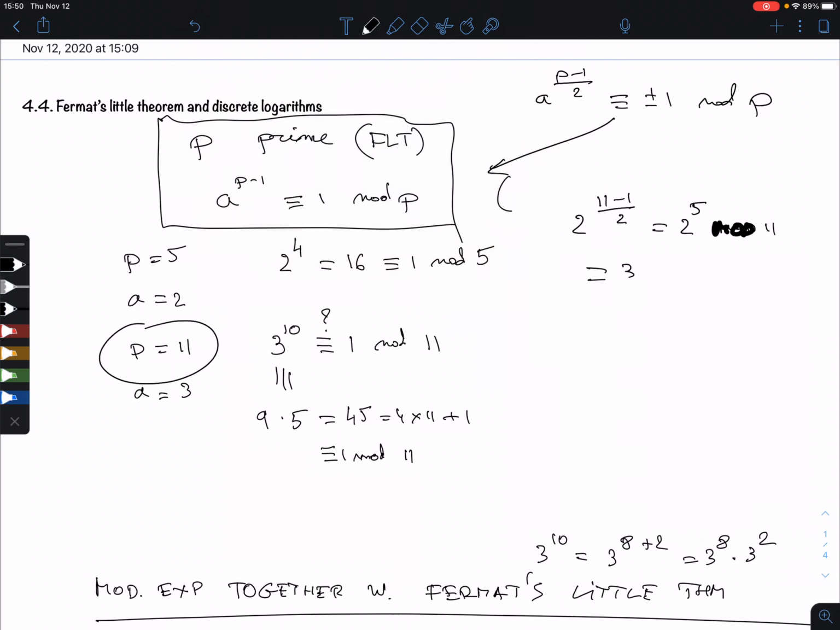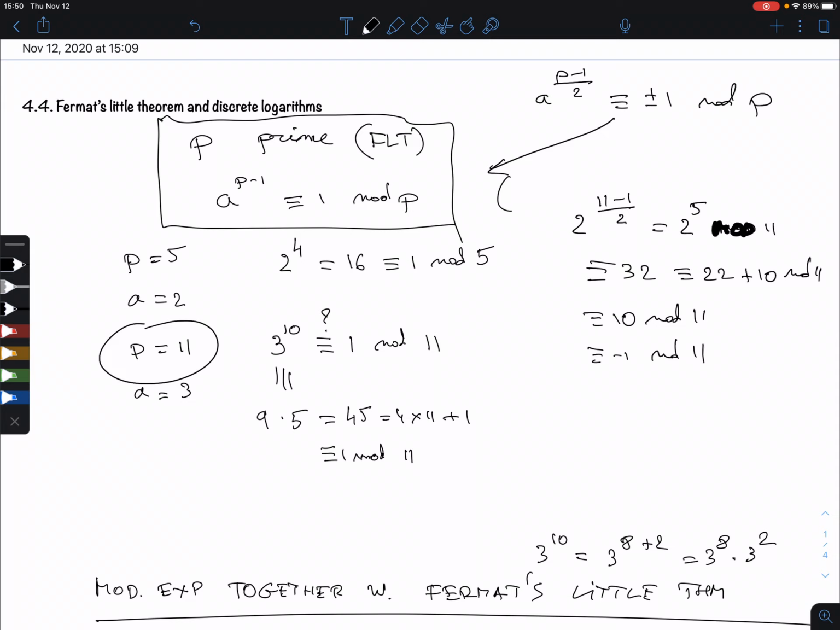That is 32, which is equivalent to 22 plus 10, so mod 11. So it's equivalent to 10 mod 11. But 10 is negative 1, right? Because I can subtract 1. So this is equivalent to negative 1 mod 11.